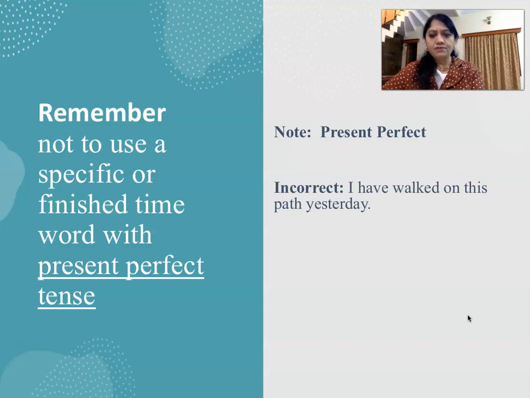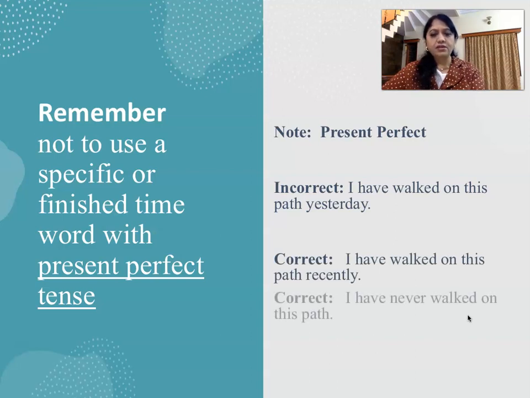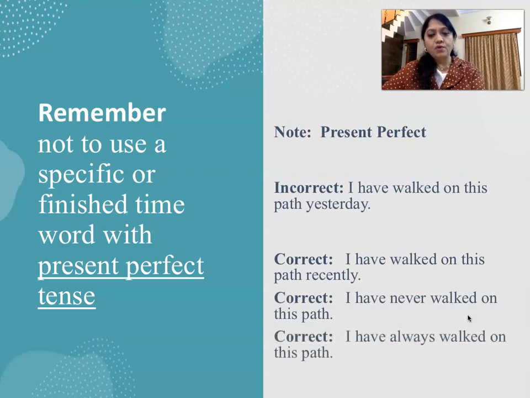I have walked on this path. The correct form would be, I have walked on this path recently. I can use words like recently. I can use words like never: I have never walked on this path. I can also say I have always walked on this path. But I'm not going to use any word which gives a finished time.